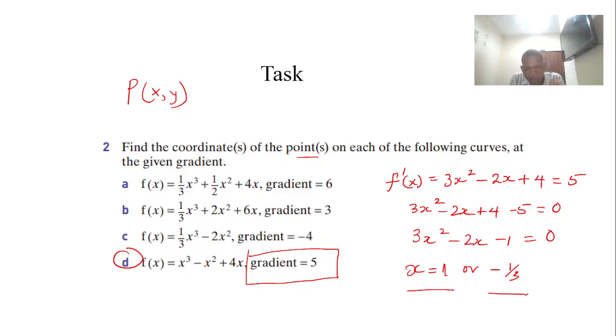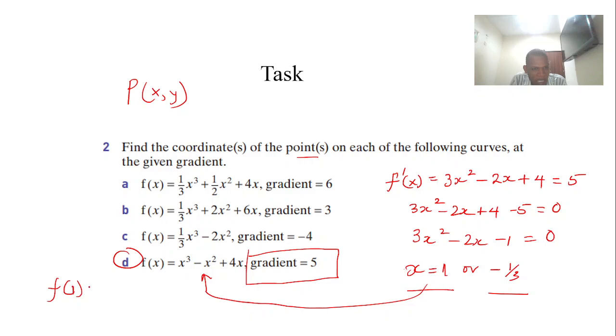Now for you to get the values of y, you have to plug in your answer, your x, into the function you got. Okay. So now I want you to do that. Plug in the value of x into the function. So you are looking for f of 1.